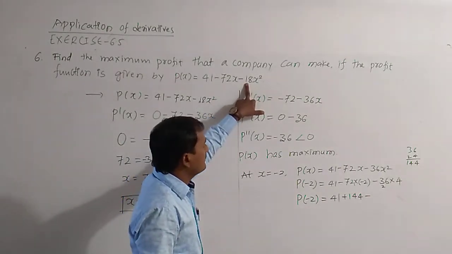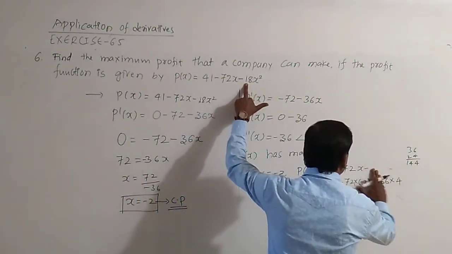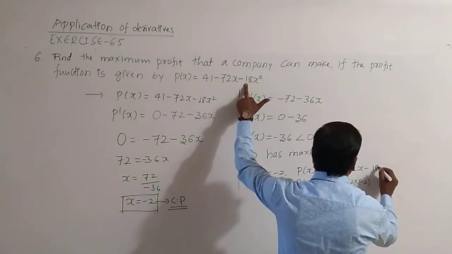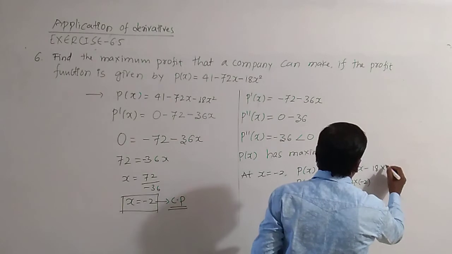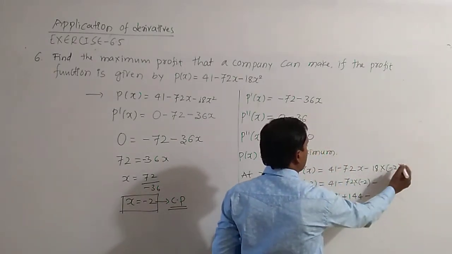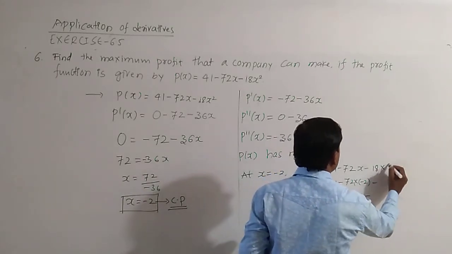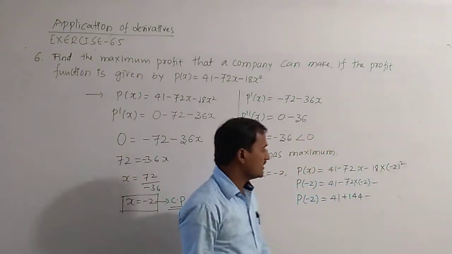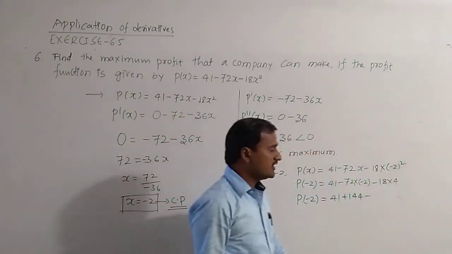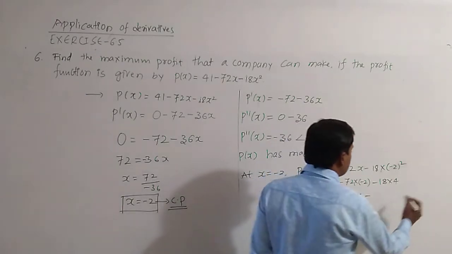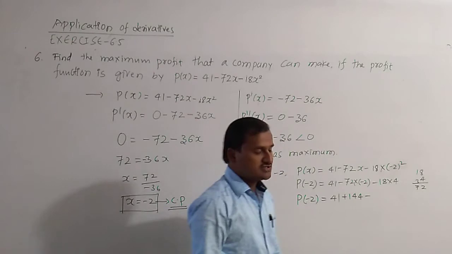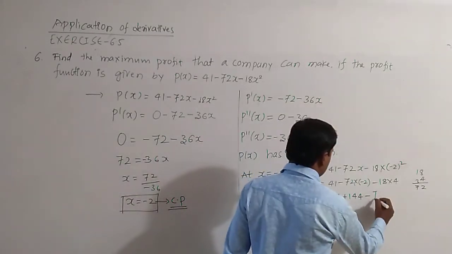So 41 minus, sorry, here not 36, here we should take 18, right? So here it is 18 into x square, where x square means minus 2 whole square. So here what we are getting is 18 into 4. So 18 into 4 is equal to how much? 72. So therefore here it is 72.